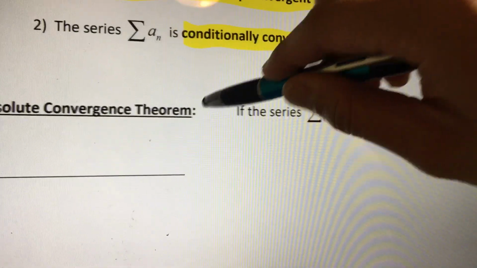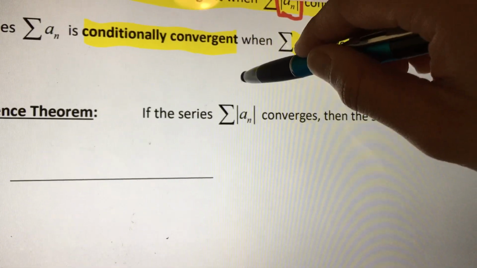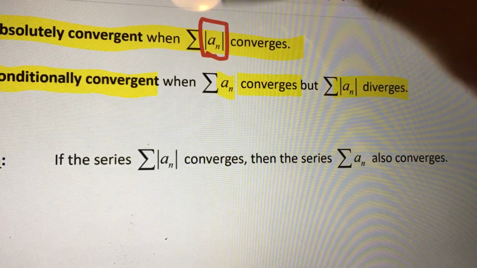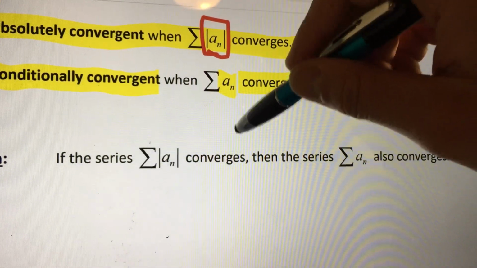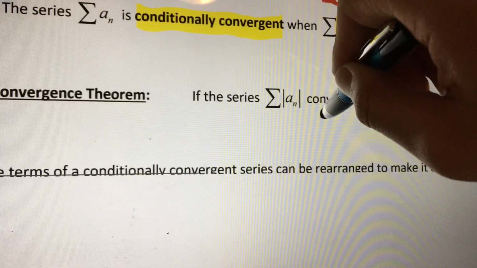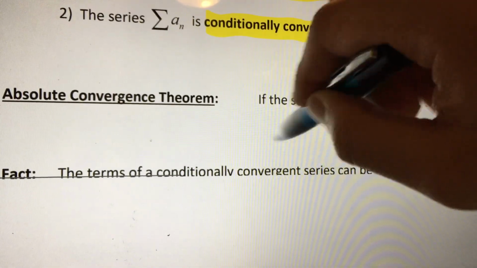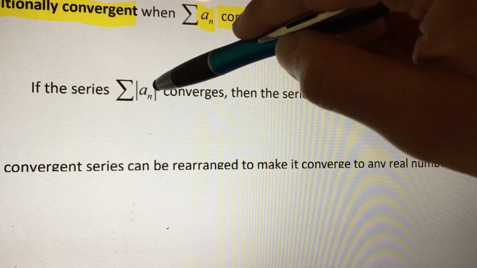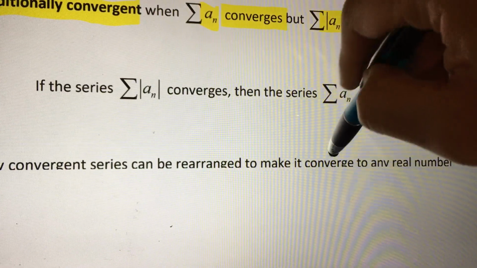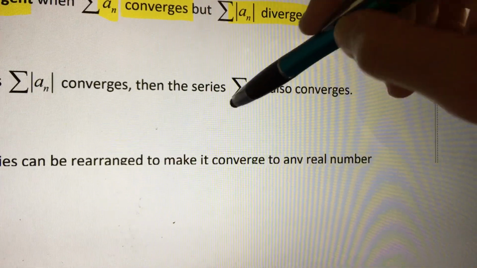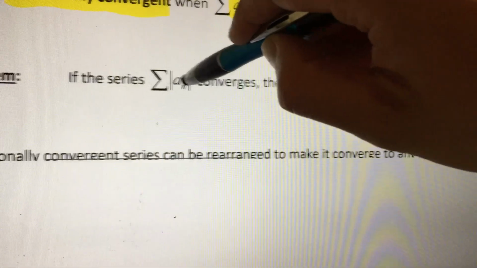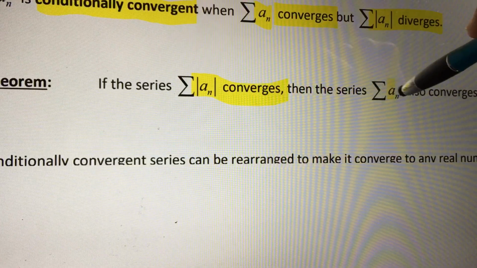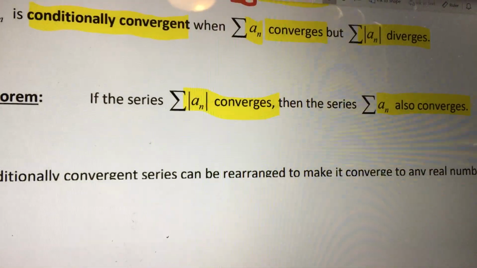So, in other words, always start checking for divergence or convergence by taking the absolute value of the series first. Just remember that. And it says right here, absolute convergence theorem: if the series of absolute value a sub n converges, then the series of regular a sub n converges. So basically, if the absolute value converges, regular converges. Okay?